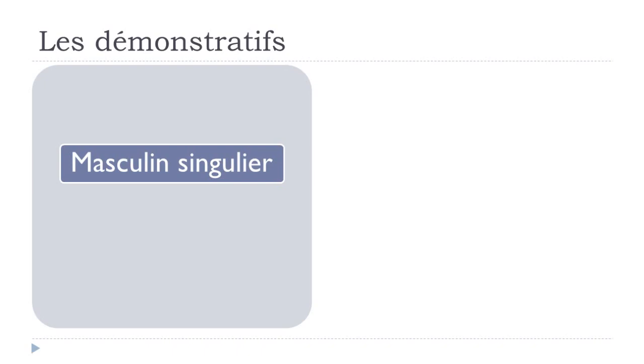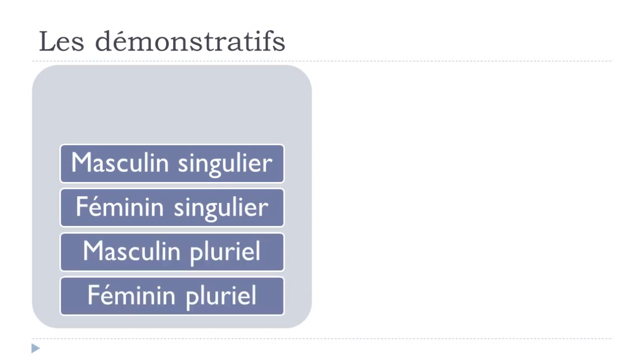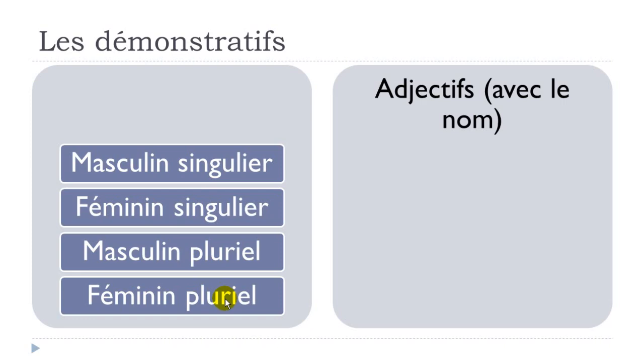So we'll see for the adjectif démonstratif, the masculine singular form, feminine singular form, masculine plural form, and then feminine plural form. Okay, masculin singulier, féminin singulier, masculin pluriel, and then féminin pluriel. So let's see how they are. When we talk about les démonstratifs, technically it would be translated in English like this. Okay, but then of course in French we've got the difference between the masculine and the feminine form, and then masculine plural and feminine plural. So we'll see them now.